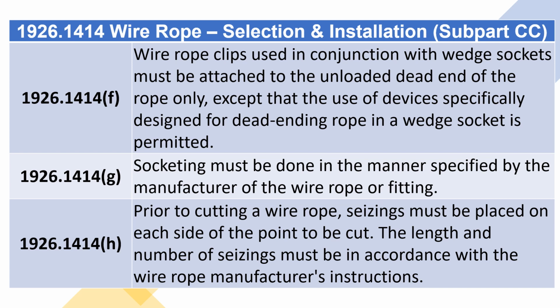1926.1414(f) Wire rope clips used in conjunction with wedge sockets must be attached to the unloaded dead end of the rope only, except that the use of devices specifically designed for dead-ending rope in a wedge socket is permitted. 1926.1414(g) Socketing must be done in the manner specified by the manufacturer of the wire rope or fitting. 1926.1414(h) Prior to cutting a wire rope, seizings must be placed on each side of the point to be cut. The length and number of seizings must be in accordance with the wire rope manufacturer's instructions.